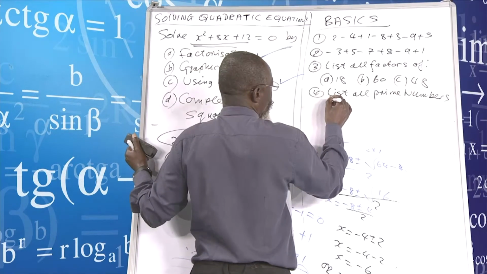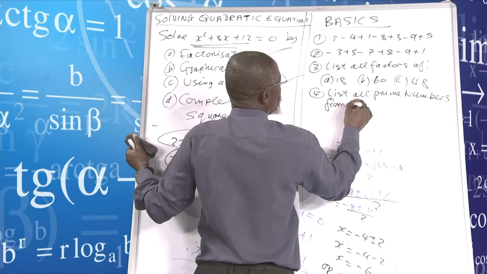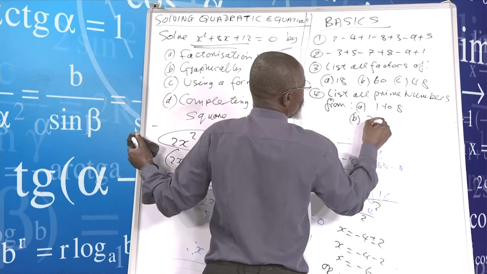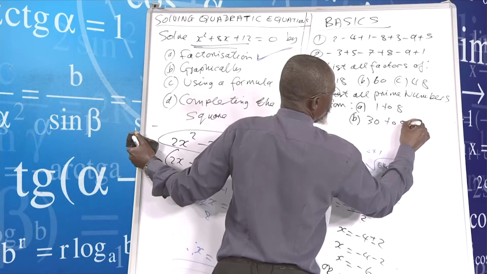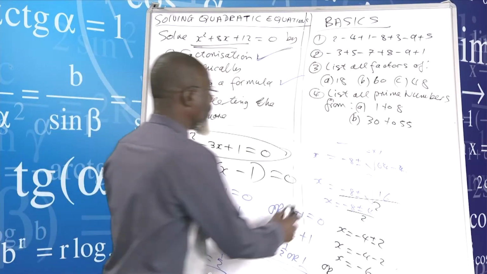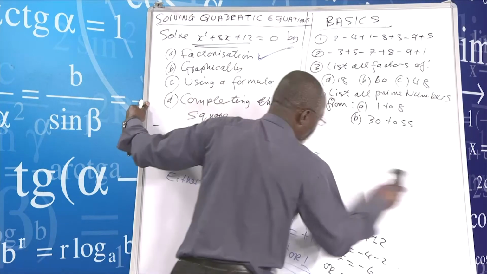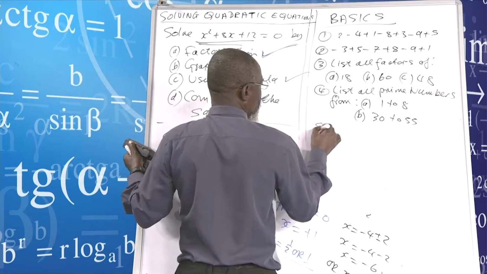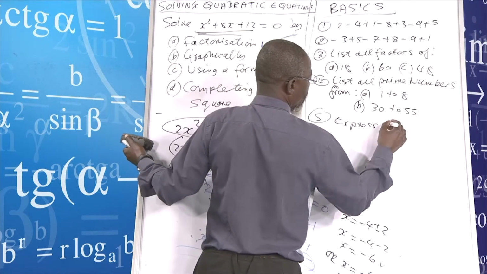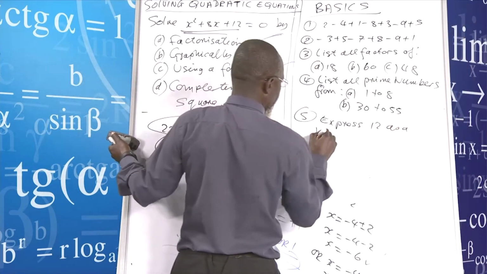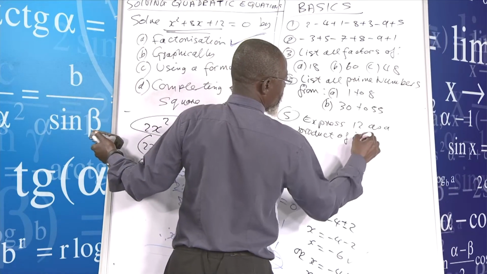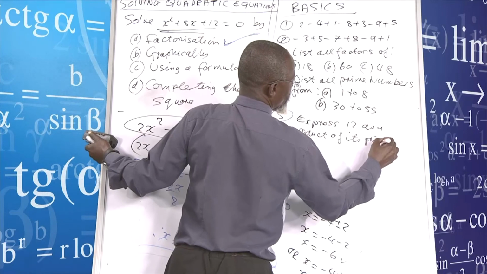List all prime numbers from A, 1 to 8, B, 30 to 55. I want to make sure that, and then again the last part I just want to simply say: express 12 as a product of its prime factors.